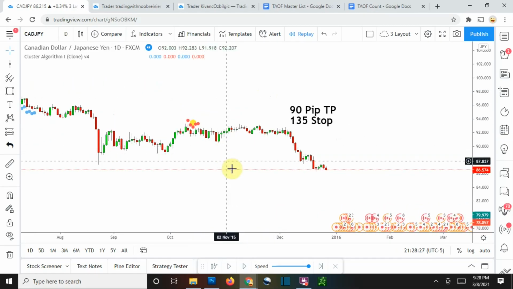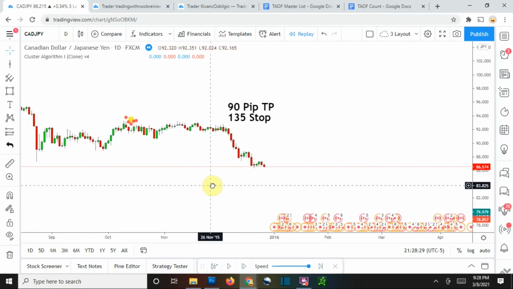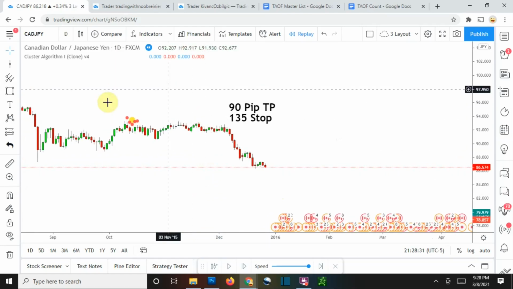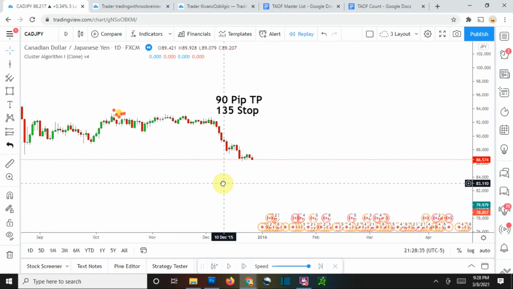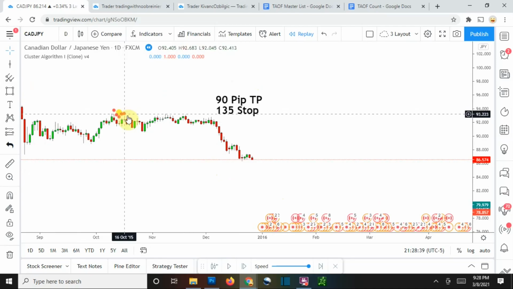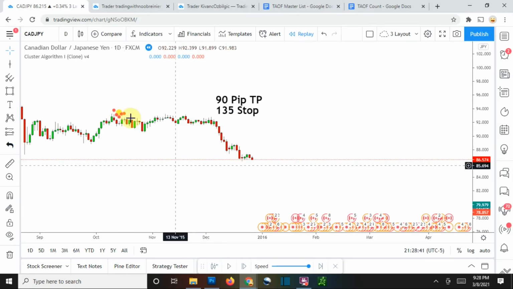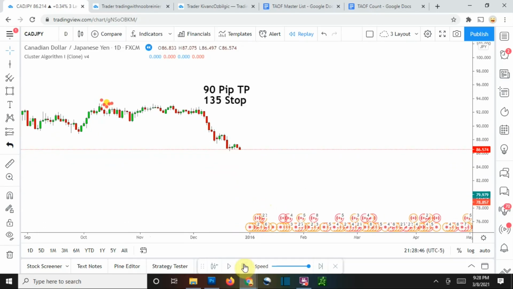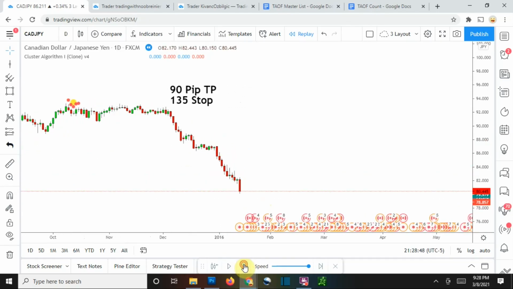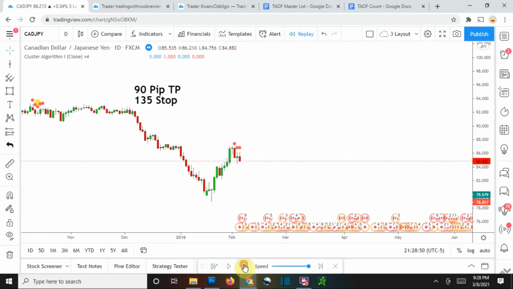Now, I'm going to ignore his suggestion on the stop and the take profit, and we're going to use our own like we typically do. So again, setup's pretty easy. When we get the big orange dot, we're either going to go short or we're going to go long, depending on the color of the dots around it. So let's go ahead and start playing this out and see what we can get out of it.